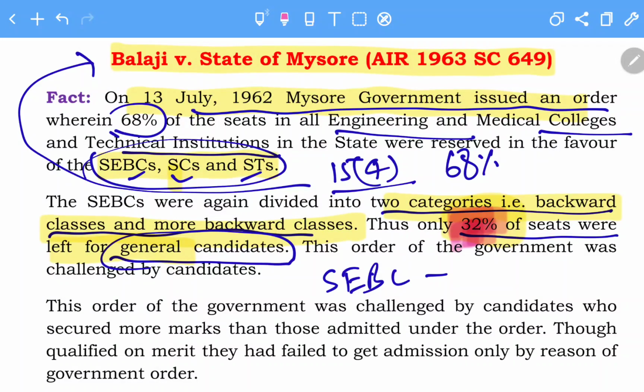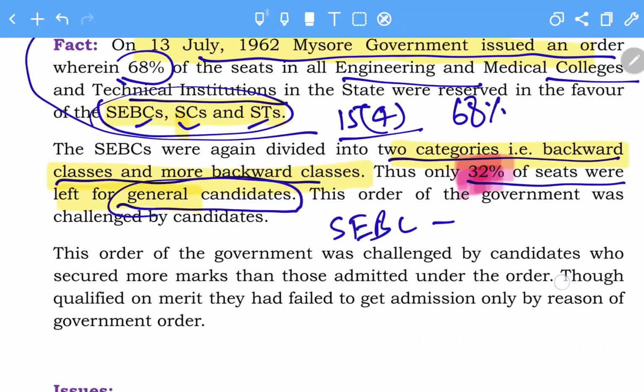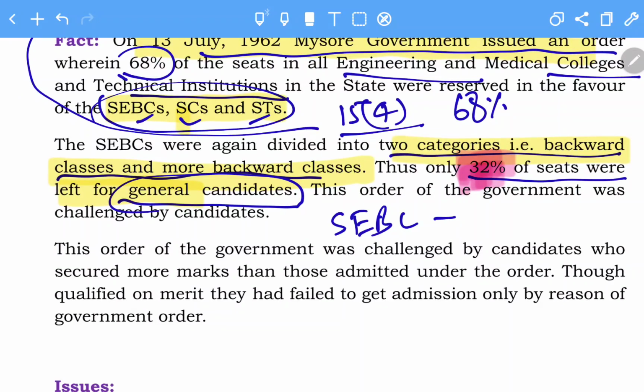Of course, the reservation is more than 50%. And one more thing I would like to draw your attention to: before this judgment there was nothing like a 50% ceiling. There was no such limit that it should not go beyond 50%. That was not the concept at the time. Because of that, this was challenged, and there were many constitutional questions in this case. We will see what the major issues in this case were.